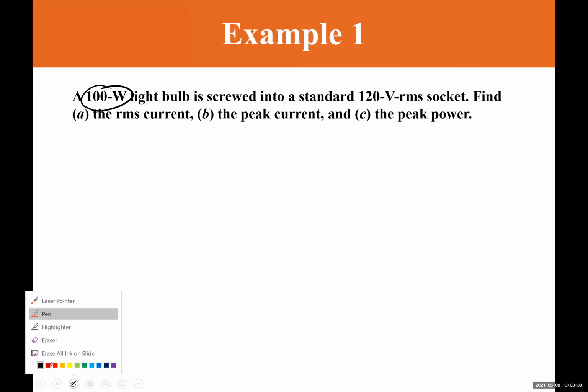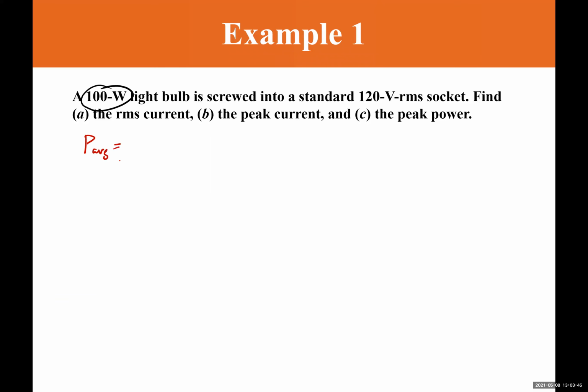So I can say that P average, from the equation that we just learned, is I squared RMS times the resistance. But also remember, the power can be calculated from the voltage times current. So that means this will be VRMS times IRMS. Or I can also calculate this as VRMS squared divided by the resistance. Three different ways I can calculate the average power.